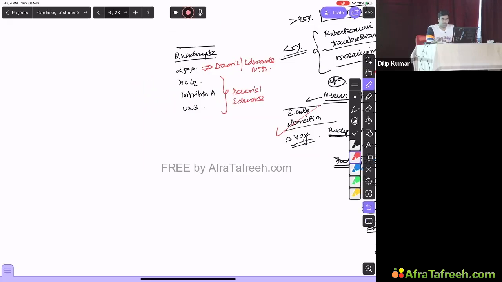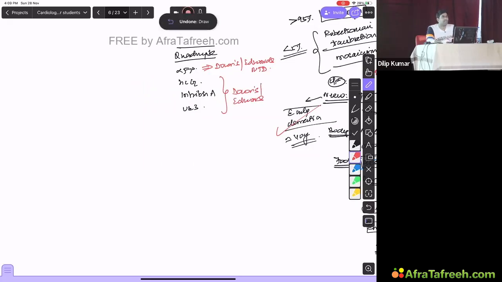So Edwards syndrome is what? Trisomy 18. Easy mnemonic, isn't it? Edwards 18, E for E. Patau is 13, because Edwards doesn't have a T, Patau has a T, 13 as T. Right? So these are the important screening tests that we use.